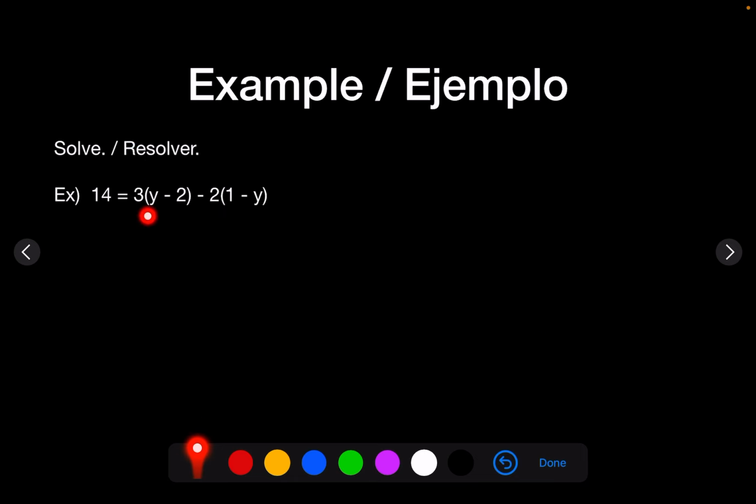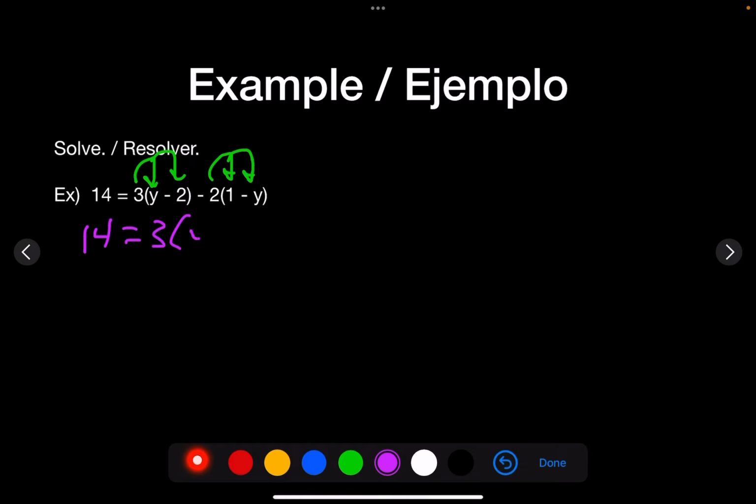Looking at this example, I will definitely have to distribute because I have more than one of these grouping symbols and they're not the same inside, so I can't combine their coefficients. So let's get underway with those distributions. These arrows represent products, and I'm going to write them out as follows. The 14 is going to stay where it's at, and now I got 3 times y, and then that positive 3 is then going to be multiplied by that -2.